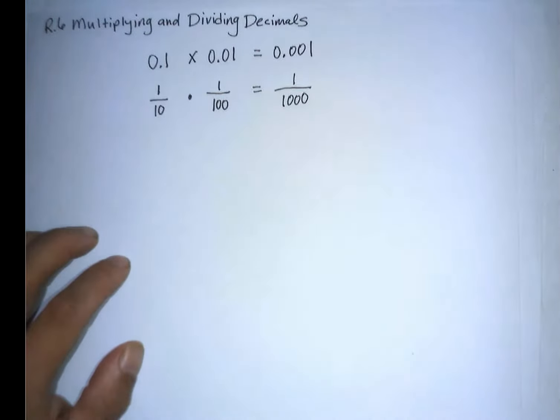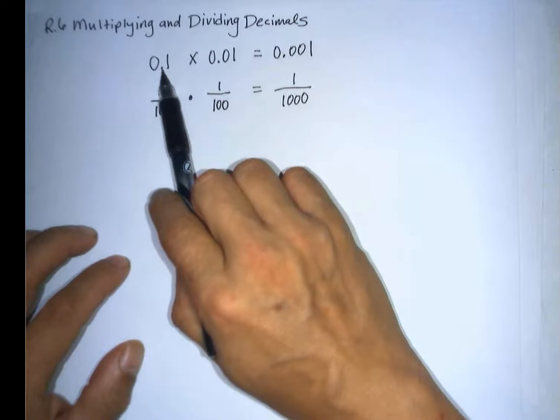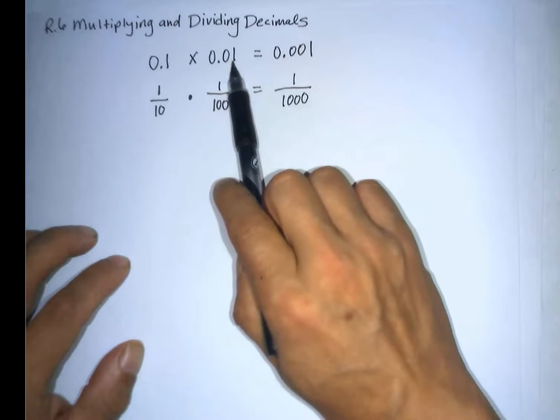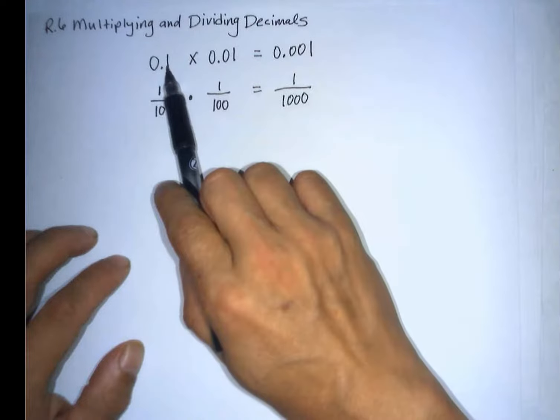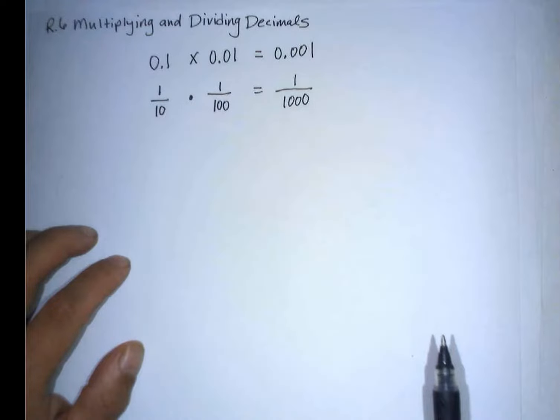This is 1,000th. Now, what I want you to see here when we multiply these is that there's one place after the decimal point here. There's one place after the decimal point there. So there's 1, 2, 3 total. So there's 1, 2, 3 in the answer. So let's look at a different example.